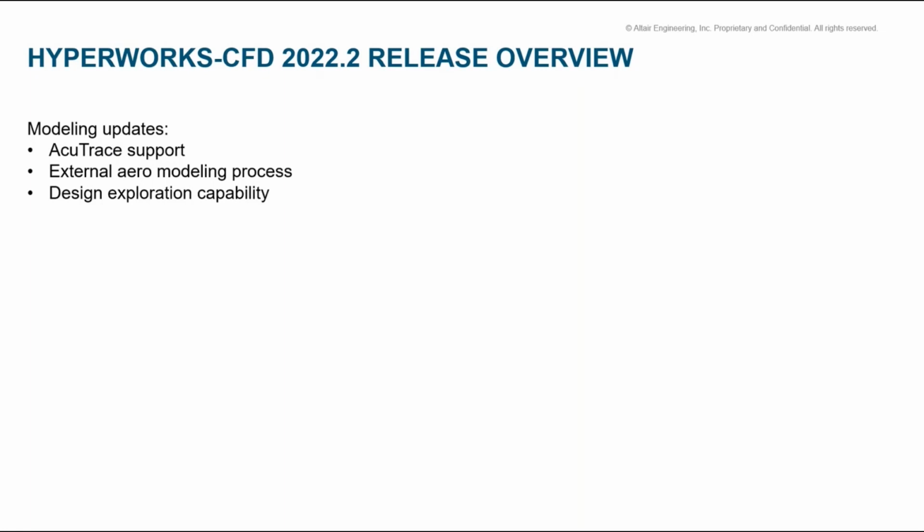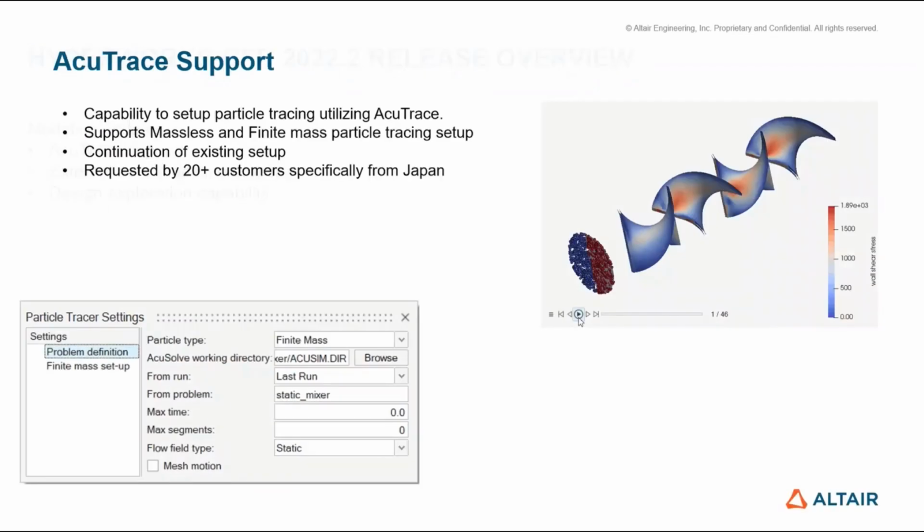For the modeling updates, we have three items. One is we added the AccuTrace support. Then next will be aero modeling process and design exploration capabilities. This release, we focused on the customer requested solutions and added those support in our UI. So let's get started with the AccuTrace support.